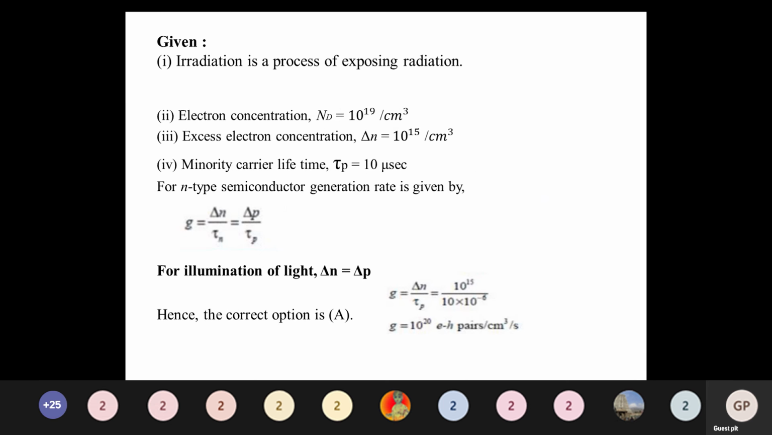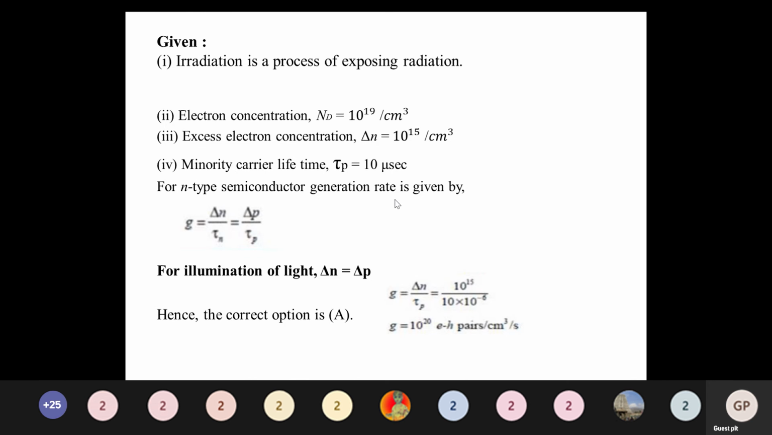So first we write the given data. Irradiation is the process of exposing to radiation. The donor concentration is given, Nd. After that, the excess electron concentration, del n, equals 10 to the power 15. The minority carrier lifetime is also given.